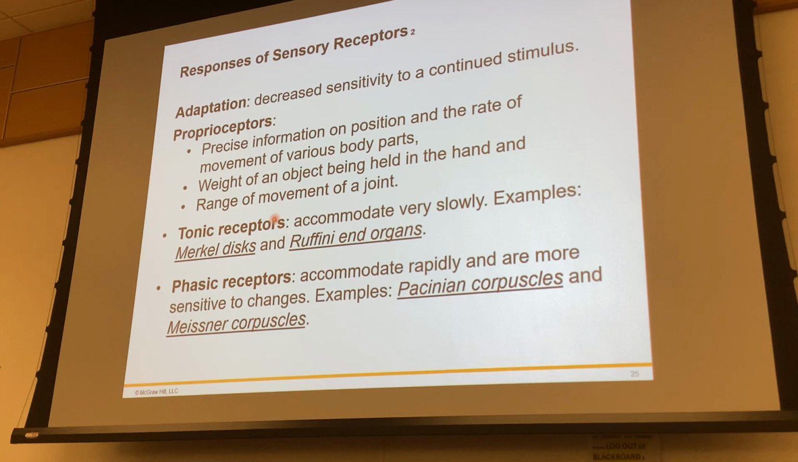There are different types of receptors that respond to stimuli. There is either a tonic response or a phasic response. A tonic response will adapt or accommodate very slowly, and a phasic response is able to do it very rapidly. So they respond to these stimuli differently.